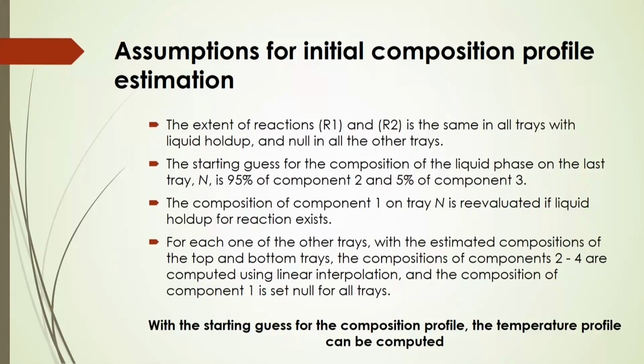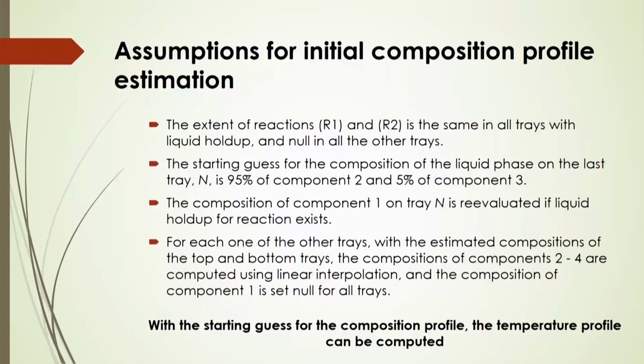And the assumptions for the initial composition profile estimation here: the extents of the reactions, that is R1 and R2, as given in earlier slides, should be the same in all trays with liquid holdup and null in all the other trays. And the starting guess for the composition of the liquid phase on the last tray N is to be 95% of component 2 and 5% of component 3.